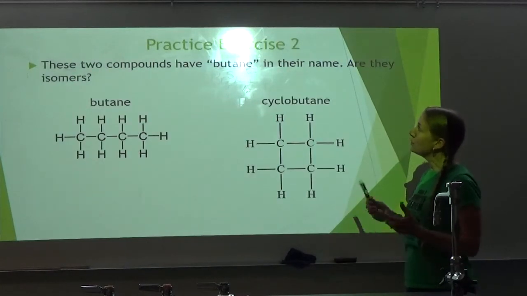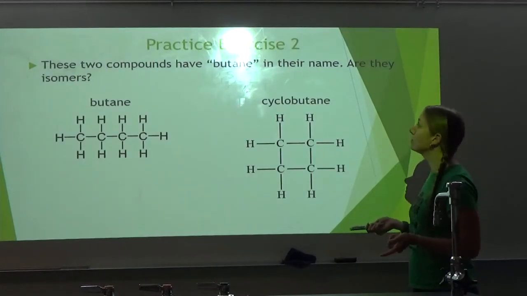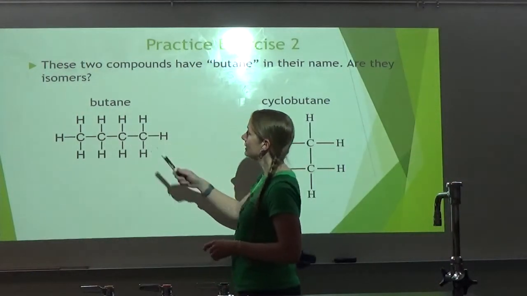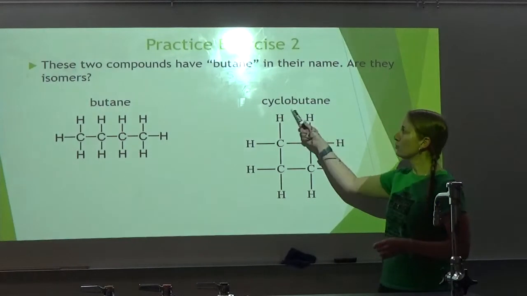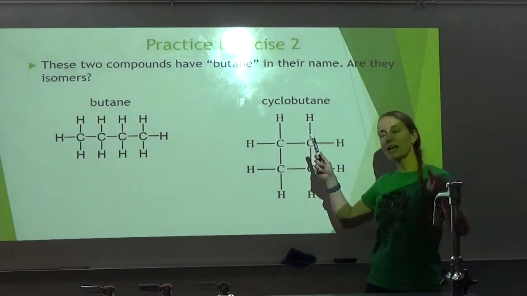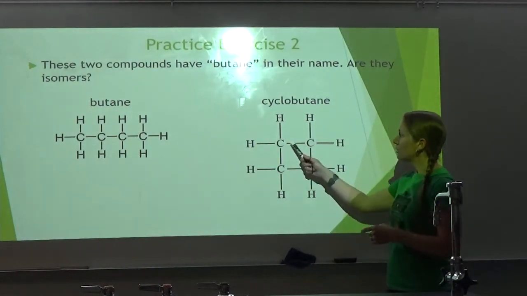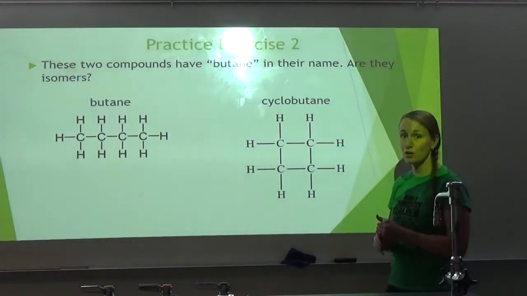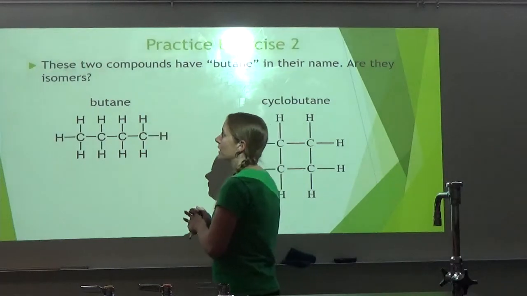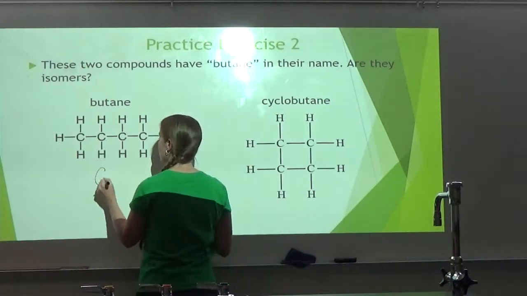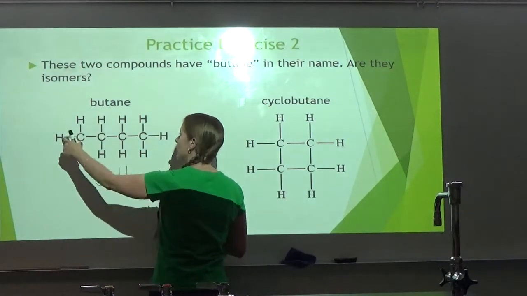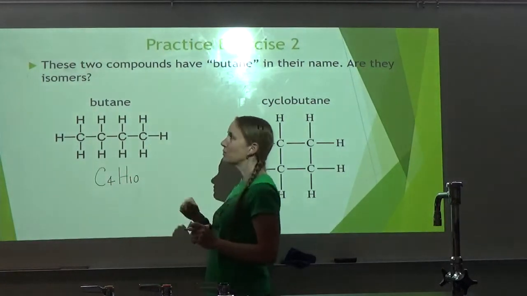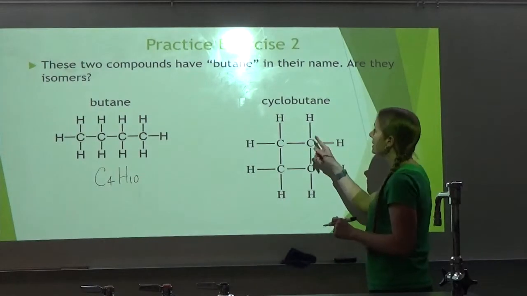It says these 2 compounds have butane in their names. Are they isomers? This is called butane because there's 4 carbons. This is called cyclobutane. Cyclo means like a cycle, so you're going to have a ring. And you can see there's 4 carbons. Remember, isomers have the same molecular formula. So let's check. Butane has 4 carbons, so it's C4, but it has 1, 2, 3, 4, 5, 6, 7, 8, 9, 10 hydrogens. So that's the molecular formula for butane.